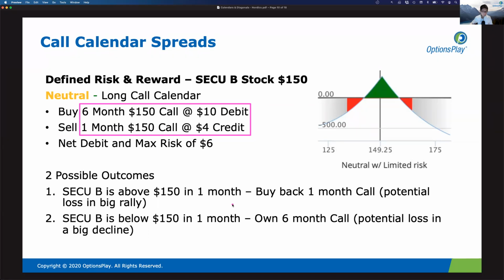Or you can let the first front month expire and sell another front month to keep collecting premium to offset the cost of that long call. So you only do that if you have that long-term bullish view of an underlying stock.